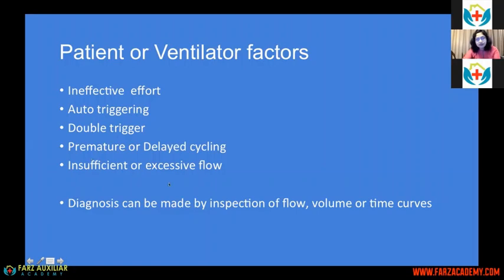Again, if there is insufficient or excessive flow of gas in the system compared to what is set, obviously there is a mismatch. Diagnosis can be made by inspection of flow, volume, or time curves. Most ventilators have a screen where you see a minimum of 3 basic curves: flow, volume, and time curves. Gradually, when you start caring for these patients at the bedside and look minutely at all 3 curves, you get acquainted with the ideal curves. And when there is a discrepancy or mismatch, you will be easily able to identify it.